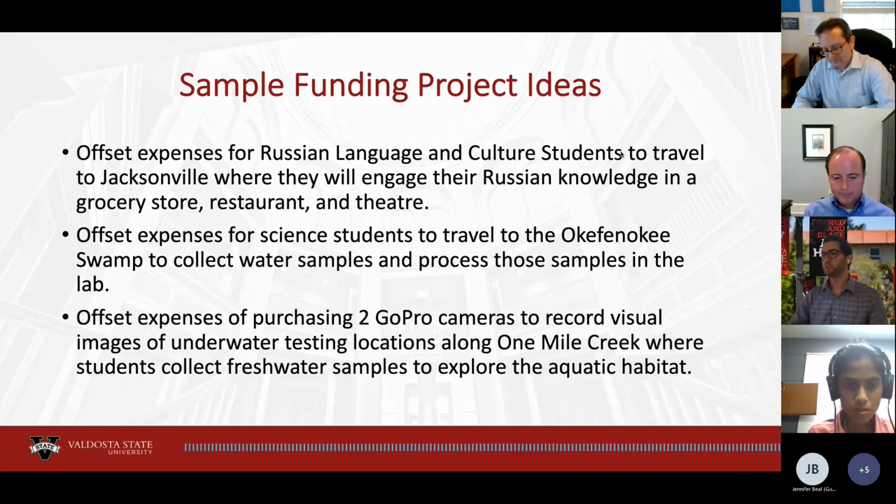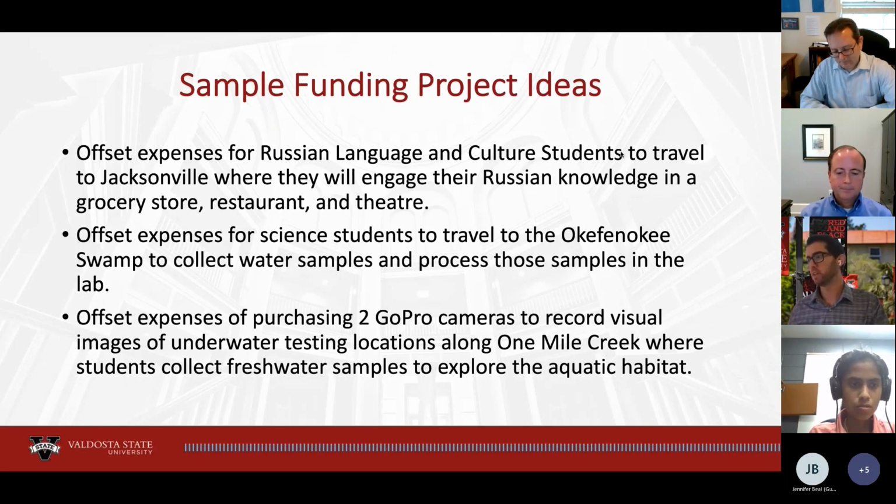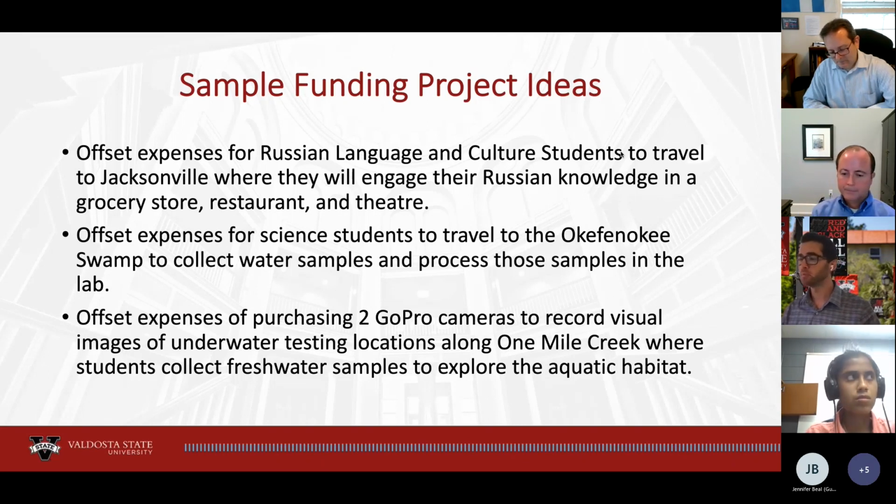So, giving some examples of project funding ideas. We've had some people, for example, offsetting some expenses for a Russian language and culture class, where they were immersing the students in this culture in Jacksonville and some selected venues. We also had one activity where they were offsetting expenses for science students to travel to the Okefenokee Swamp, where they're collecting water samples and processing those samples in labs.